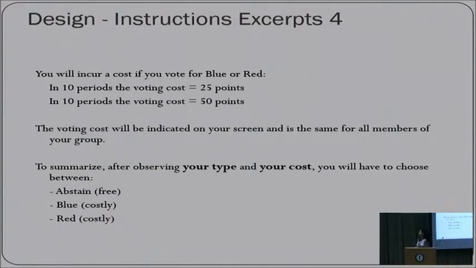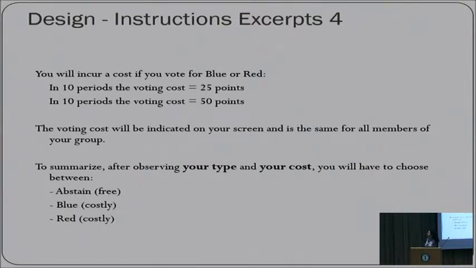In 10 periods, the voting cost is 25 points. In 10 periods, the voting cost is 50 points. So this is important. I didn't spell it out before. There were 10 consecutive periods in which everyone had the same cost of 25, and 10 consecutive periods in which everyone had the cost of 50. We also switched the order just to make sure there are no order effects, but I won't talk much about it today.